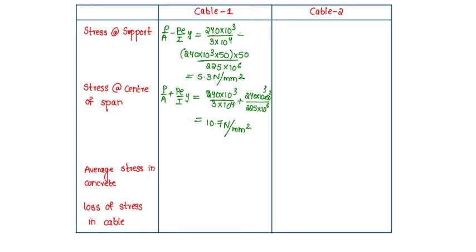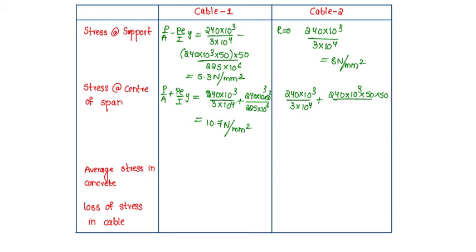Whereas in the cable 2, eccentricity at the supports is 0. So this will be 240 into 10 power 3 by 3 into 10 power 4, only P by A, which is equal to 8 Newton per mm square. Whereas cable 2 at the center of the span has an eccentricity of 50 mm. So it is 240 into 10 power 3 by 3 into 10 power 4 plus 240 into 10 power 3, which is P, into eccentricity is 50 into Y is also 50 by I is 225 into 10 power 6. So this will be equal to 10.7 Newton per mm square.